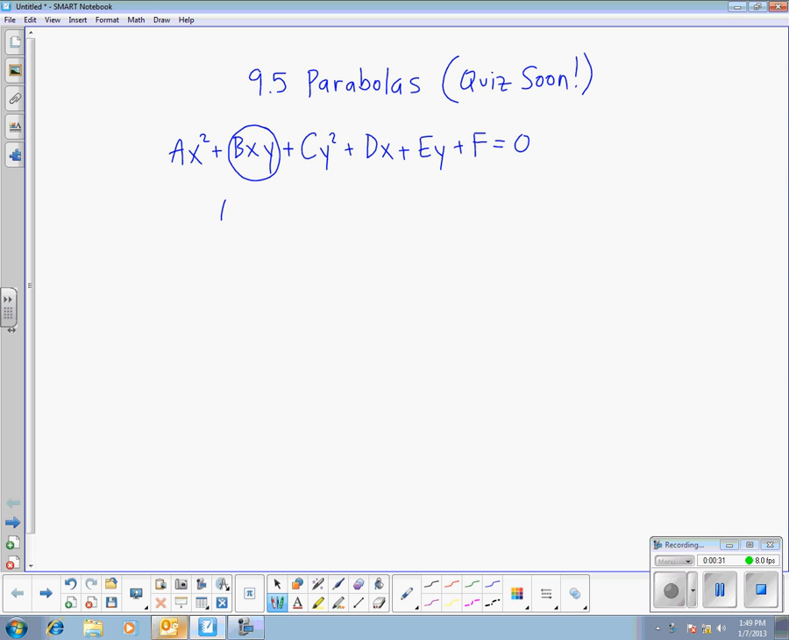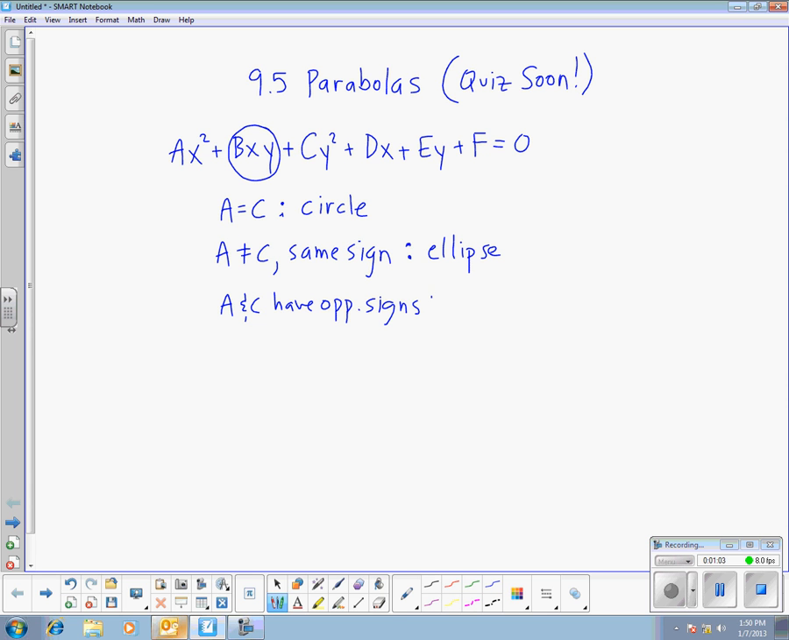And then we've had three separate shapes. When A equals C, we get a circle. When A is not equal to C, but they have the same sign, then that produces an ellipse, just kind of a distorted circle. When A and C have opposite signs, that's what we talked about last time with the hyperbola.